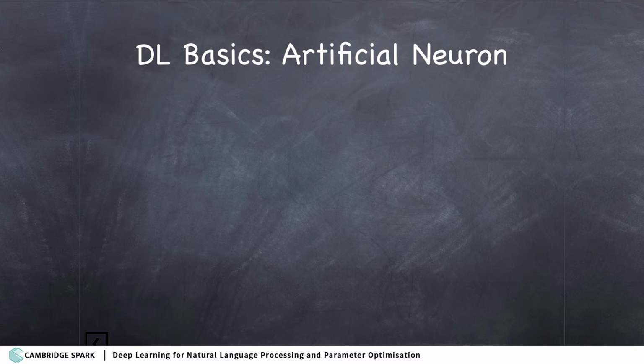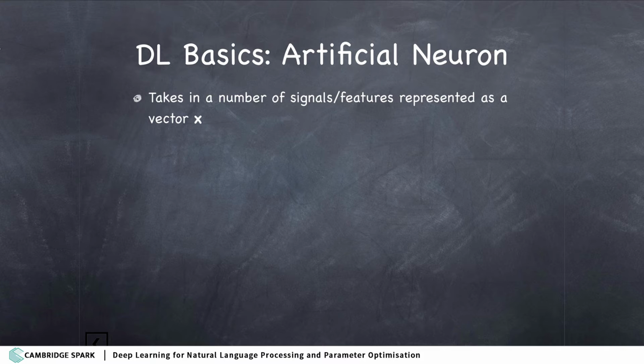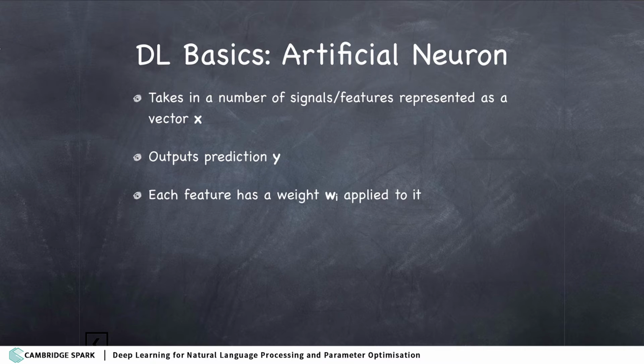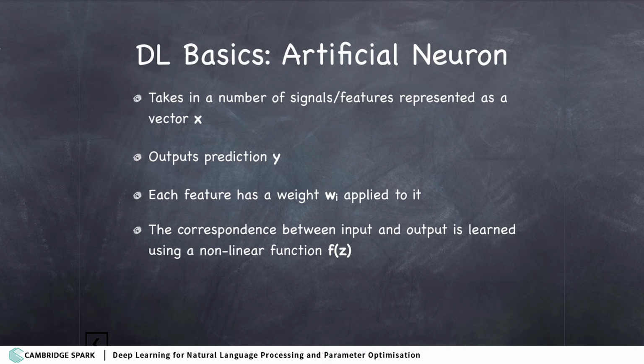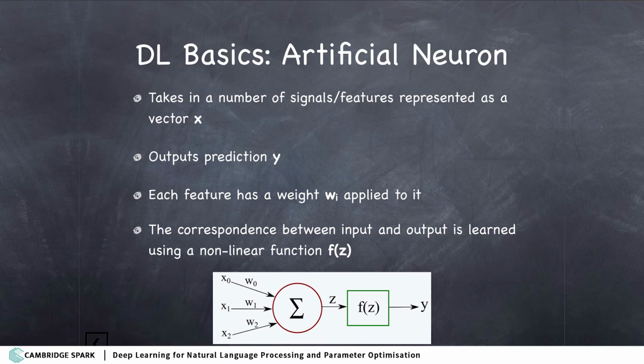The artificial networks are based on the idea of the artificial neuron, which itself is quite a simple classifier. It takes an input, which is just a sequence of features describing the data, represented as a vector. It then produces an output in terms of a prediction. Each of those features in the vector is going to be weighted in a different way, so a weight will be assigned to each of them. Then the correspondence between this representation in the hidden unit and the output is going to be learned using a nonlinear function.